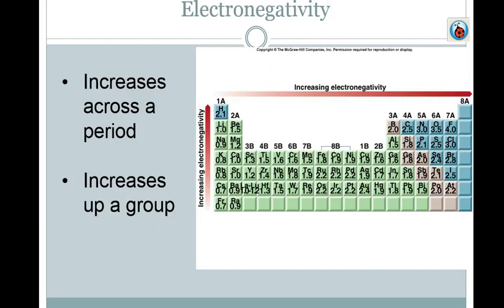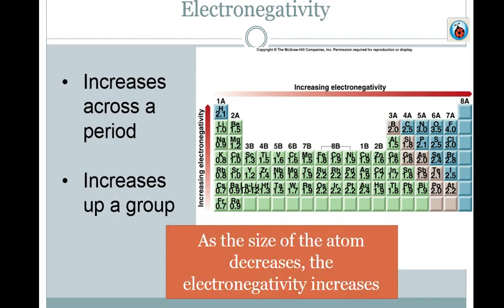So it increases across a period. All of it is related to the size of the atom, and I'll explain why in a little bit. It increases across a period and increases up a group. As the size of the atom decreases, electronegativity increases.